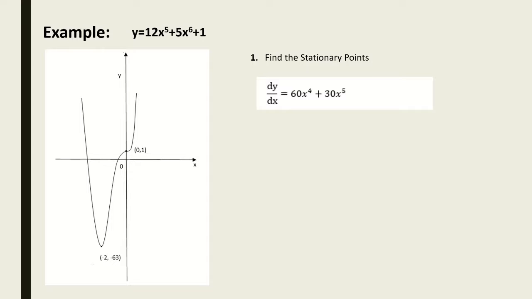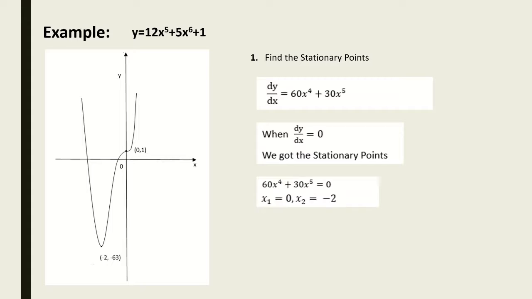If we factorize this, we can take out 30x to the power 4 as a common factor, and inside the bracket it would be 2 plus x. Then we have x to the power 4 equals 0 or 2 plus x equals 0. Therefore, x equals 0 or x equals minus 2.